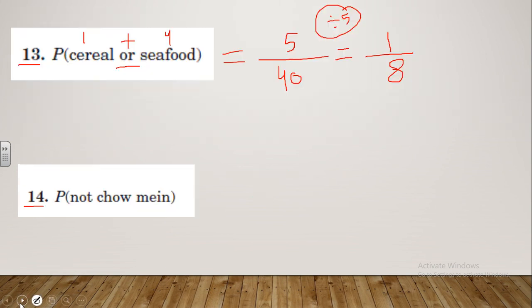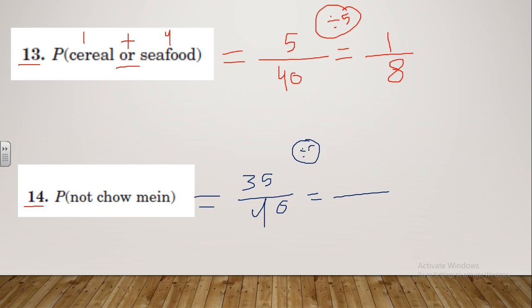So the probability here will equal 35 over the total, and that's 40. Can we make it more simple, guys? Yeah, we can. By dividing by what? We divide up and down, okay? By dividing by 5. So 35 divided by 5 equals 7, and 40 divided by 5 equals 8.